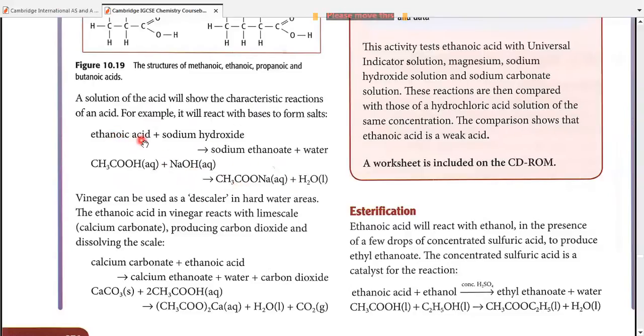So ethanoic acid के salts को हम ethanoate salts कहते हैं. Methanoic acid के salts को हम methanoate salts कहेंगे. तो it's very simple to name them, ठीक है. Plus it produces water, ठीक.